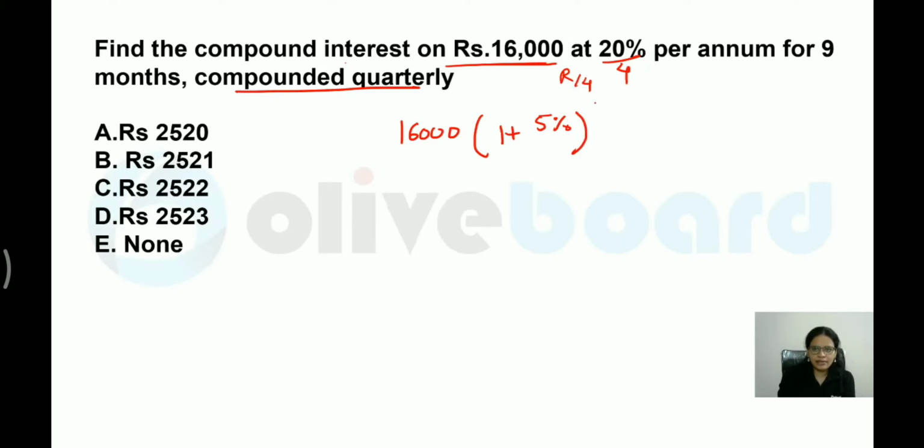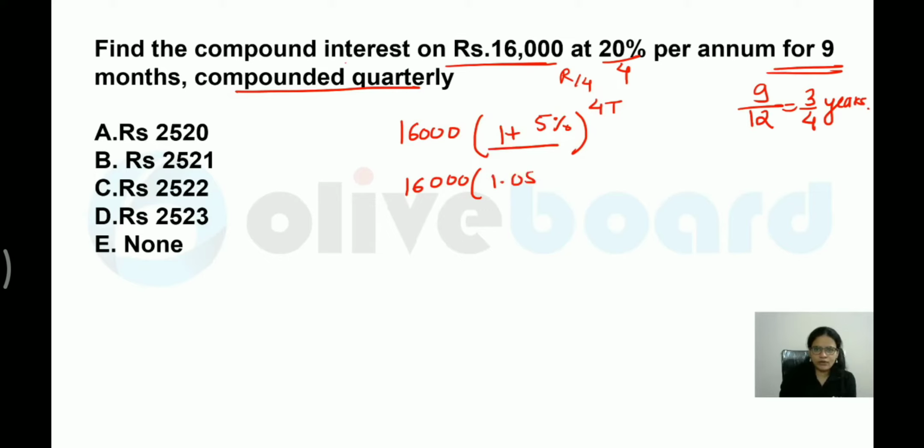And the time period you have to write 4T. Now for time period you have to be very careful because each value should be in years. Now when I'm saying 9 months over here, you can convert this into year. This is nothing but 3 by 4 years over here. I hope all of you are getting it. Now what will you get from this? 16,000 in bracket. This will become 1.05 and 4 into T. So instead of T, what will I write? 3 by 4 over here. This will get cancelled. So what will you get from this? 16,000 into 1.05 cube. I hope all of you are getting it.